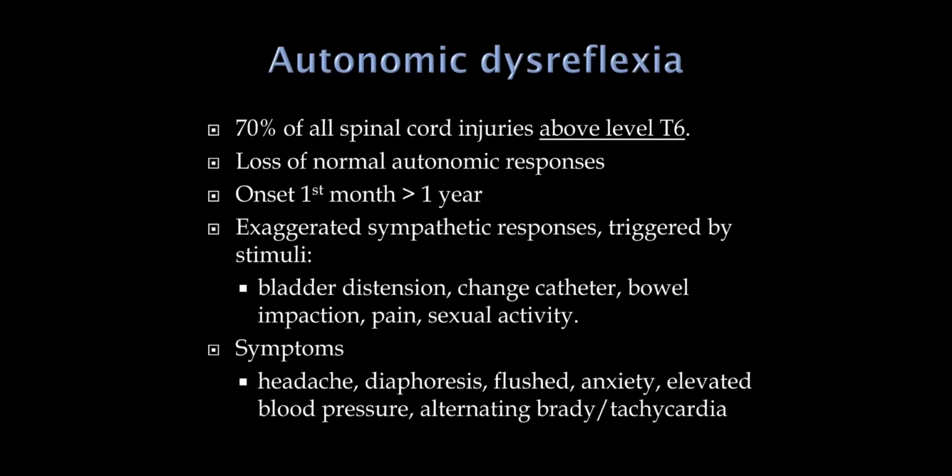Something else that's very common with anything that involves the spinal cord above T6 is that we get this condition called autonomic dysreflexia. This is really a problem with an exaggerated activation of the sympathetic nervous system. Frequently, what I've seen most often is, these patients usually have a catheter because they can't empty their bladder. And so changing the catheter is often uncomfortable and may trigger this, or sometimes just bladder distension, not being able to empty the bladder, can trigger it.